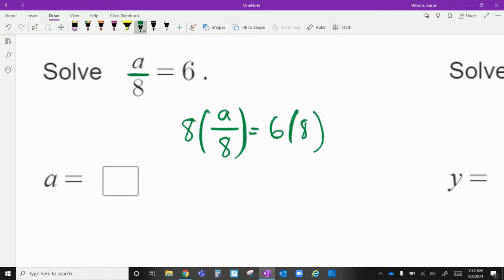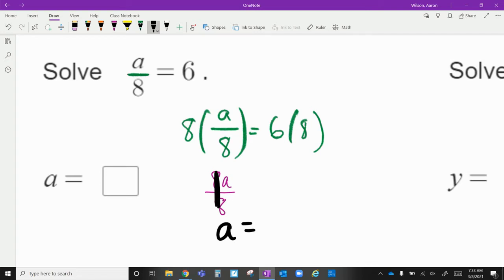Remember, stuff squished next to parentheses means multiplication. So now if you were actually to multiply this, it would be 8 times A. Well, 8 times A would be 8A. And then, of course, you have the A on the bottom there in the denominator position. So you're staring at 8 over 8. Well, 8 over 8 is 1. Then you have 1A. Well, 1A is simply just A. That's why we multiply by 8, because it undoes dividing by 8.